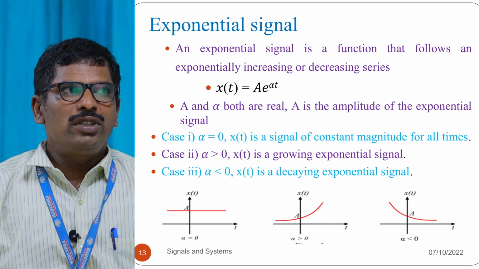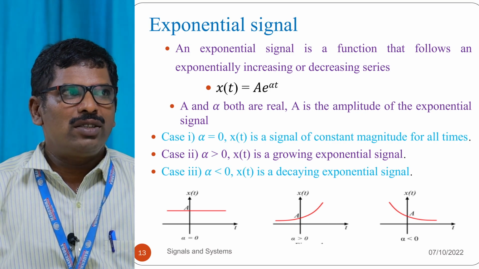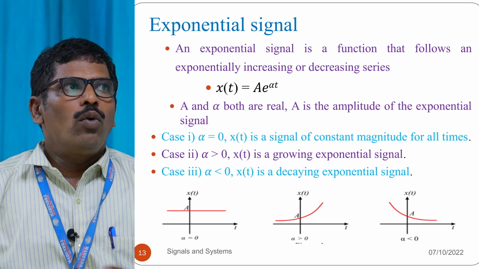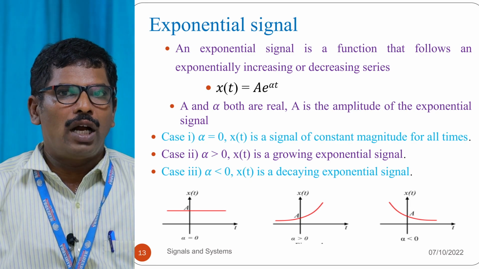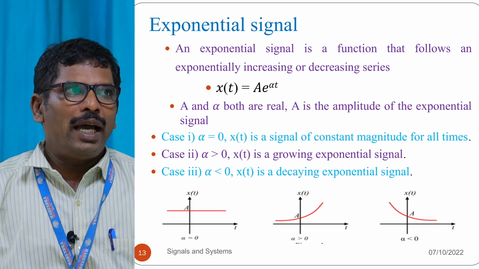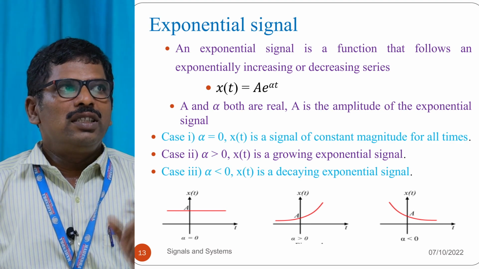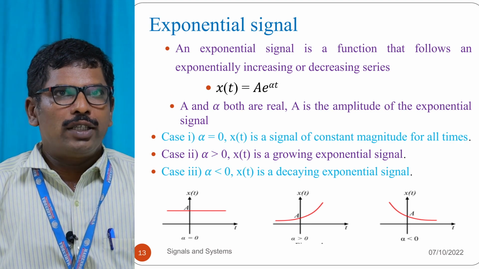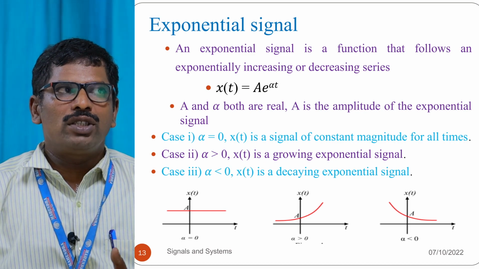Next is my exponential signal. This exponential signal has three properties based on its values. Let us see what an exponential signal is. x of t is equal to A times e power alpha t, where A is my amplitude and e power alpha t is the value. The case I am showing here is an exponential signal for a real case, and there is a possibility of a complex signal also.